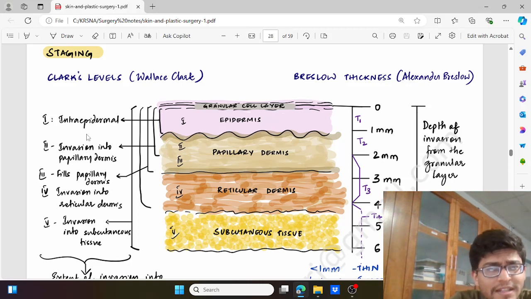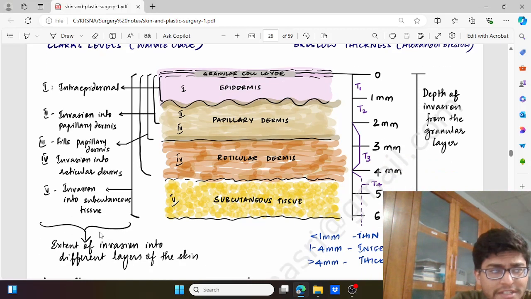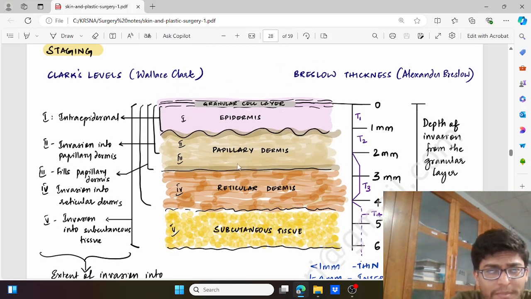So Clark's level is 1 to 5, where 1 is intraepidermal, 2 is invasion into the papillary dermis, 3 is filling the papillary dermis, 4 is involving the reticular dermis, and 5 is involving the subcutaneous tissue. So it is the extent of invasion into different layers of the skin: epidermis, papillary dermis, reticular dermis, and subcutis. So 2 and 3 are papillary dermis.